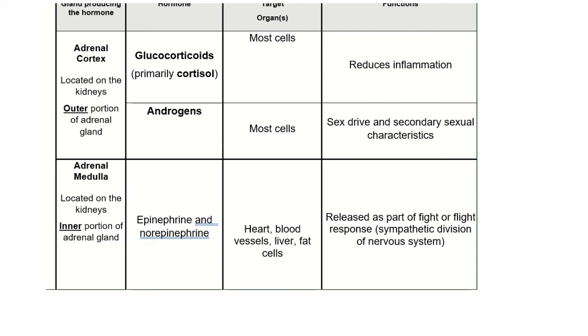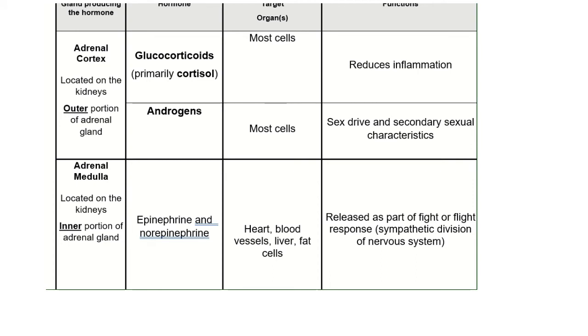Androgens also affect more cells. Androgens' job is to increase sex drive and what we call secondary sexual characteristics. Secondary sexual characteristics basically have to do with puberty and then moving forward into adulthood, which we will discuss on the reproductive hormone slide. The adrenal medulla is the inner portion of the adrenal gland.